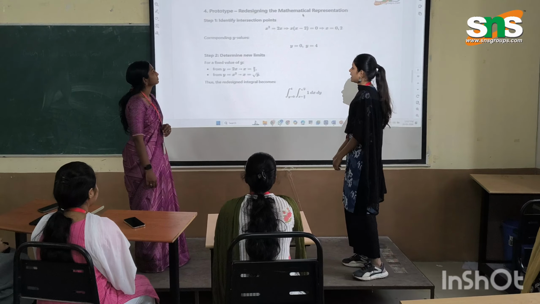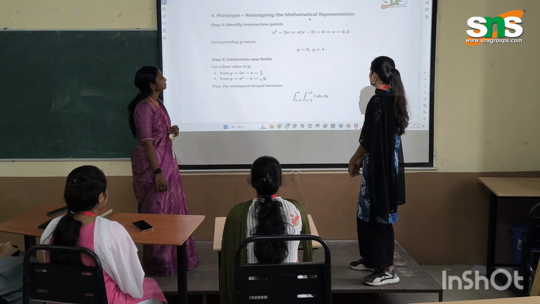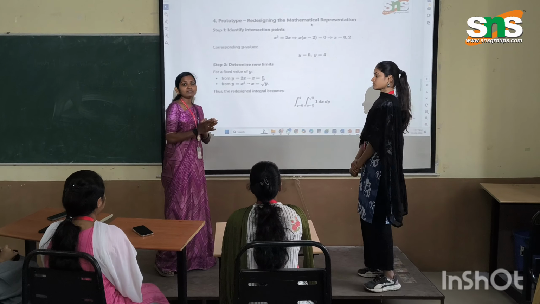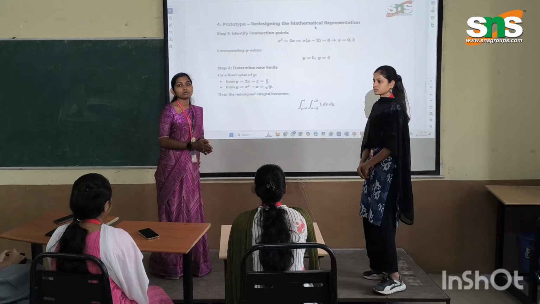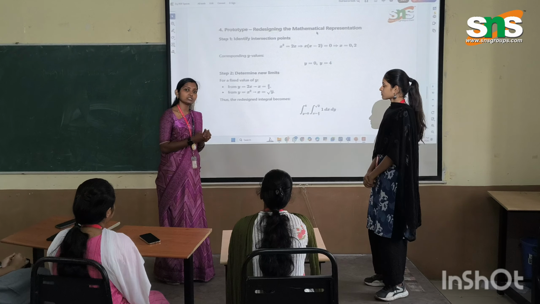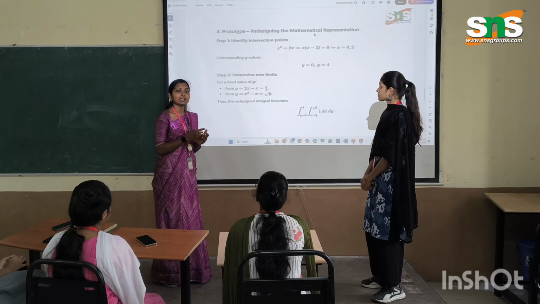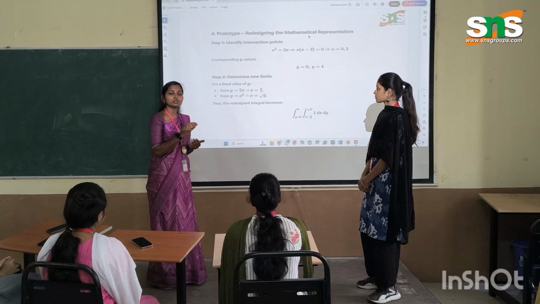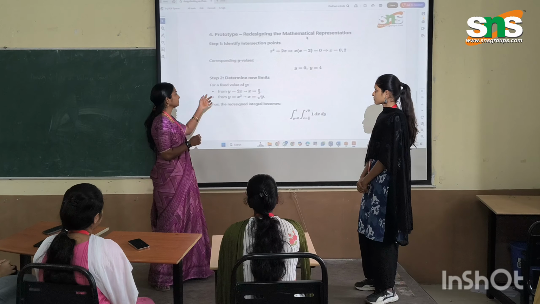Prototype. Step 1: identify intersection points. x is equal to 0, 2. So in the prototype part, we will be doing the calculations. We will be proceeding with the calculations. What about the calculations which we have made in the previous slide? We have just got a double integral with the variable limit and the numerical limit. Those calculations have to be done here.